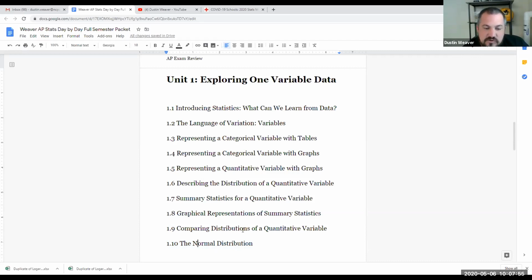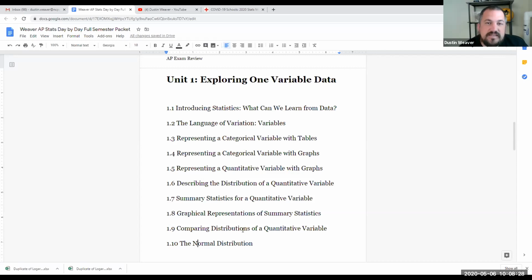And then lastly is the normal distribution. If they give you the mean and standard deviation, you know that 68% of the data has to be within 1 standard deviation, 95% has to be within 2, and 99.7% has to be within 3. You also start to talk about z-scores in the normal distribution. Remember, a z-score is how many standard deviations you are above or below the mean.